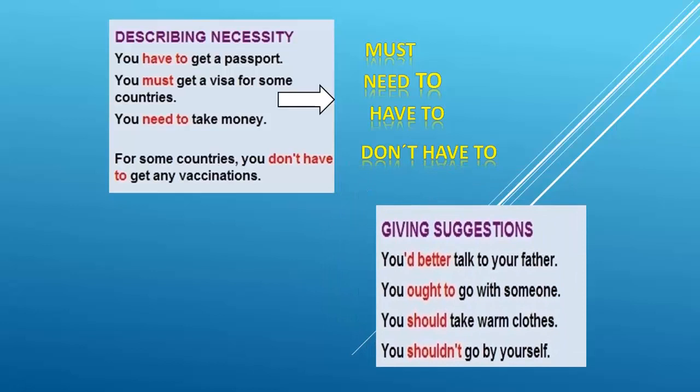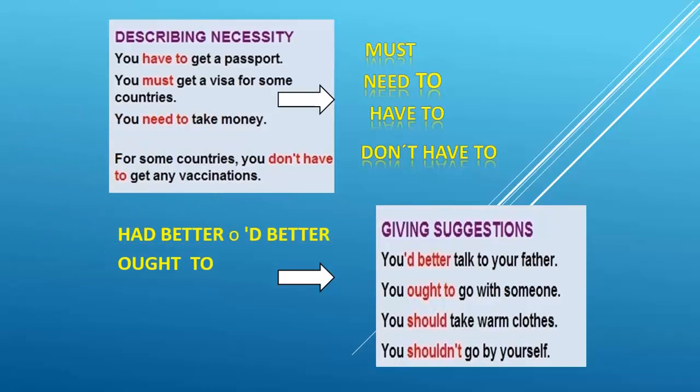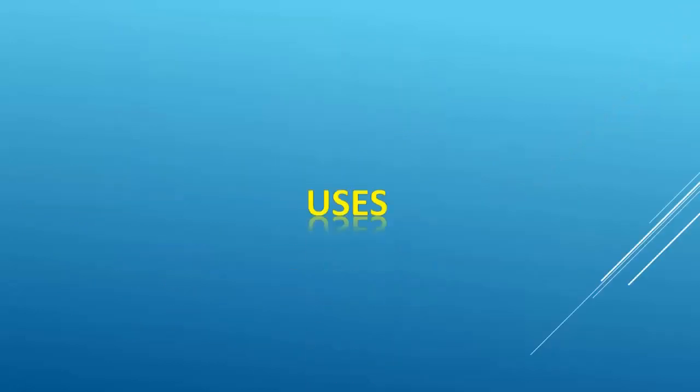For giving suggestions, you use had better, ought to, should, and shouldn't. Look at the examples. You'd better talk to your father. You ought to go with someone. You should take warm clothes. You shouldn't go by yourself. Had better or 'd better, ought to, should, shouldn't. So all these are used to give suggestions.